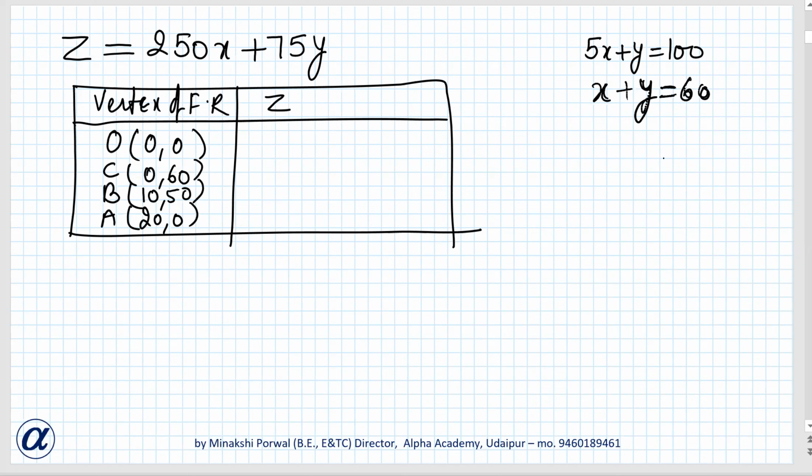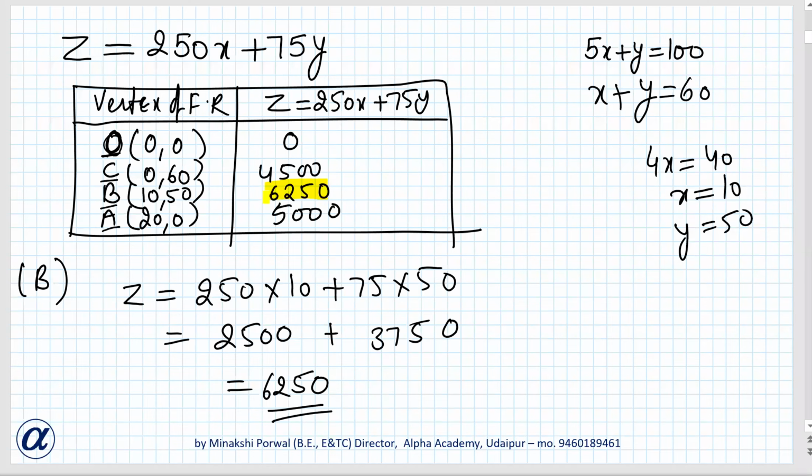Yes, ma'am, we can subtract: 4x equals to 40, x equals to 10, and when we substitute x equals to 10 here, y will be 50. Okay. So this is 10, 50. So the first thing is obtaining B. Yes, B is the maximum value. So maximum profit will be when he buys 10 tables and 50 chairs, and the amount of profit will be this. Is it clear? Yes, ma'am.